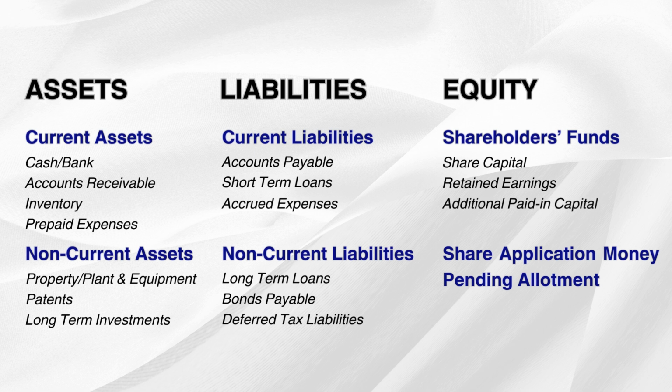Retained earnings are profits that have been reinvested into the business rather than paid out as dividends. Share application money pending allotment refers to the funds that investors have paid to a company while applying for shares, but the same have not yet been allotted to them. This situation typically occurs during a company's initial public offering or a new share issue.